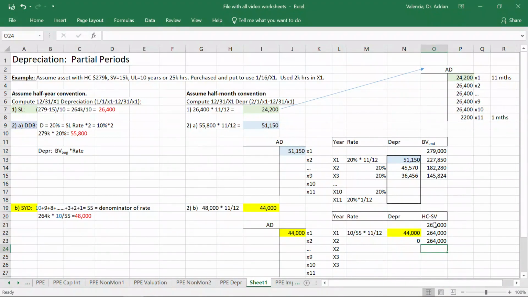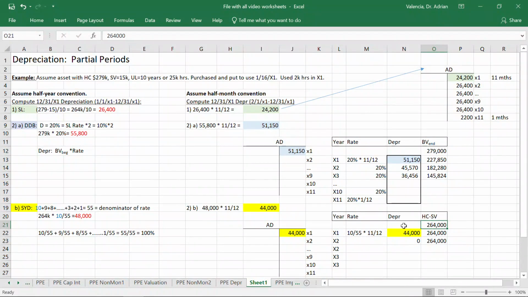Under the sum of the year's digits, we are taking fractions every year. The first year, we're taking 10 out of 55. Next year, we're taking 9 out of 55. And when I say year, I'm talking about a 12-month period, right? Then we take 8 over 55. If you continue adding those up, just mathematically, the last one will be 1 over 55. If you continue adding these fractions up, you're going to get 55 over 55, which is 100%, right? So after you depreciate this over the 10 years, or whatever number of calendar periods it is, you're going to have depreciated 100% of this 264.